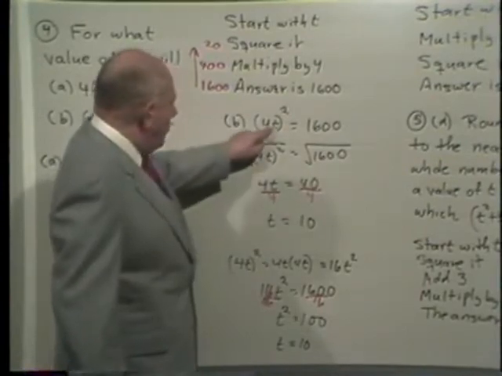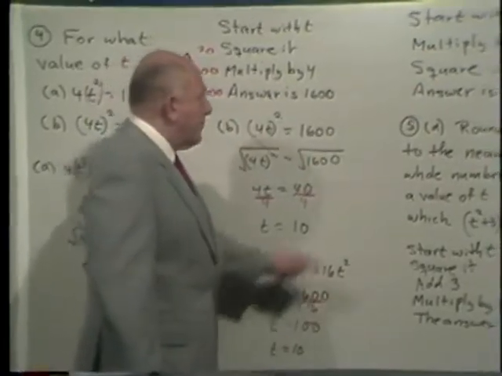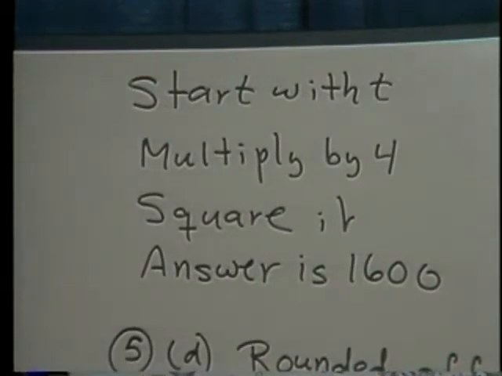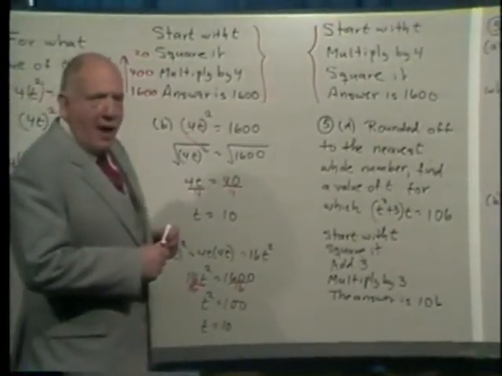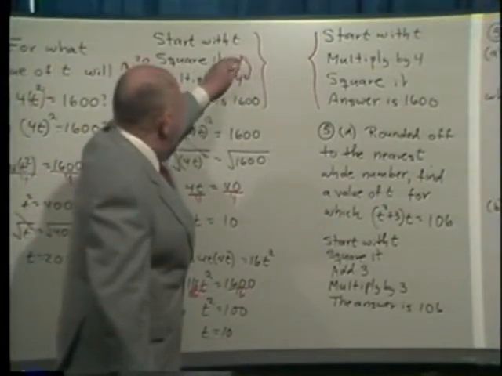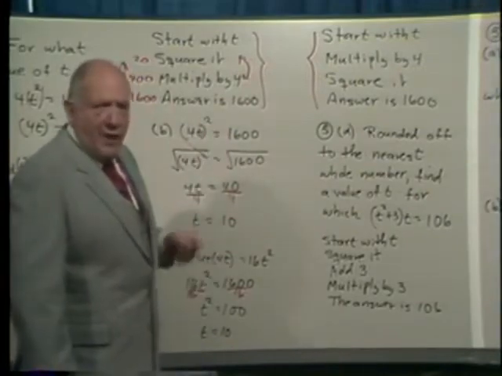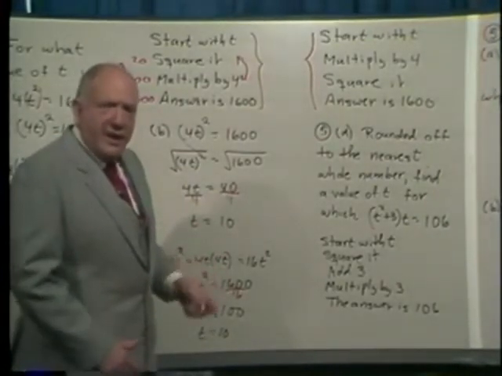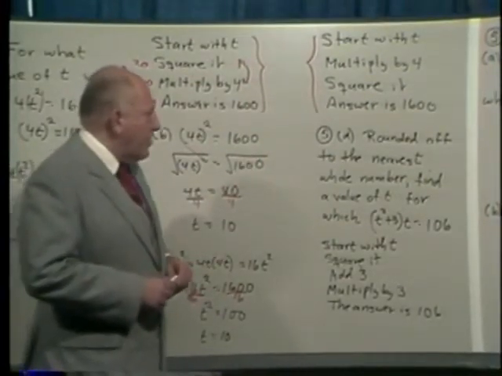How would we translate this into words? It says: start with t, multiply by 4, square it, and the answer is 1600. Start with t, multiply by 4, square it, and the answer is 1600. That's part B. Part A looks like this. And do you see the difference? It looks ever so minor. But what we did is we interchanged the order of 2 steps. And it makes a difference whether first you multiply by 4 and then you square, or whether first you square and then you multiply by 4. Because if you multiply by 4 first, that's part of what's being squared. Just verify this for yourself. Order really does make a difference. And I just wanted you to see that.